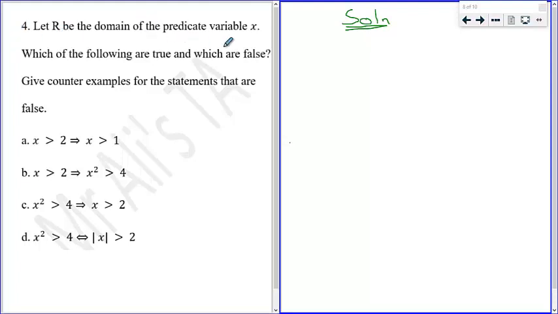Let R be the domain of the predicate variable x. So let's say we have P of x, where x is a real number, or x belongs to the set of real numbers. Then which of the following are true and which are false? Give counterexamples for the statements that are false.